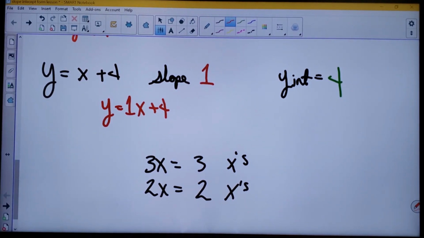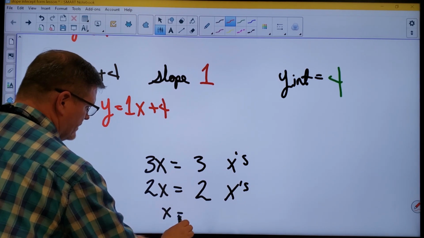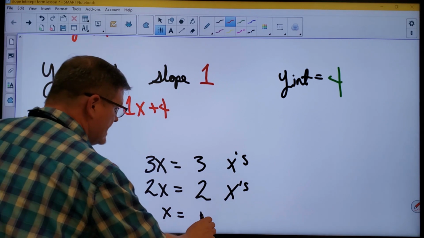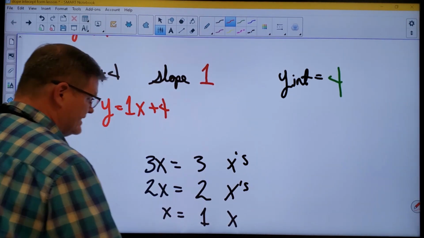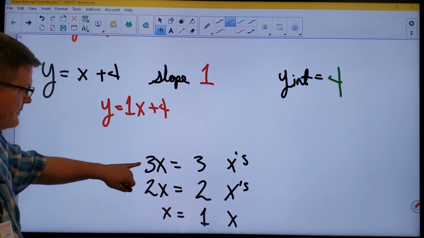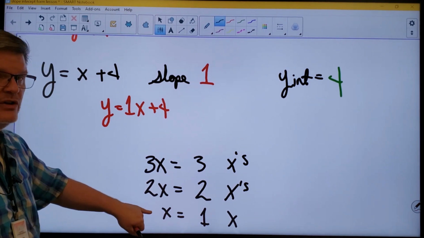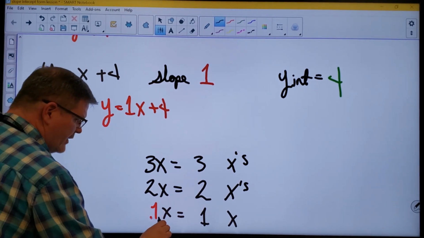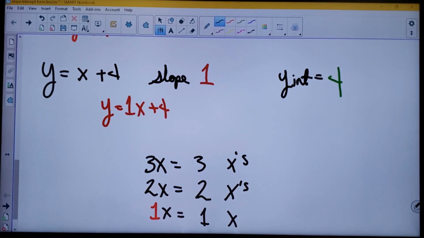Then I say, okay, now students, how many x's do you see there? And they'll say, Mr. Buckles, I see 1 x. Okay? So anytime you have a letter in algebra that does not have a number, you don't see a number in front of it, you can automatically assume that there will be a 1 in front of that.